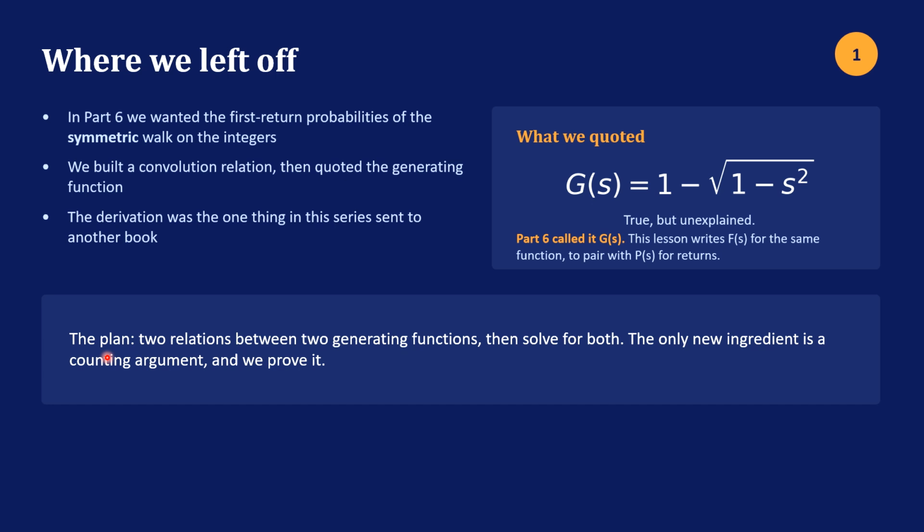The plan is to find two relations between two generating functions, and then we'll solve those. That'll be towards the end of the lesson. The only ingredient is a counting argument, which is a little bit complex, but we'll prove that also.